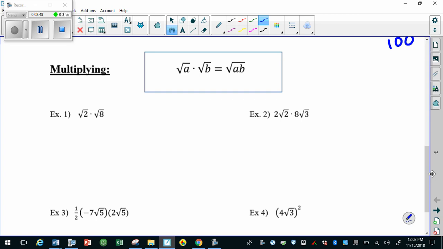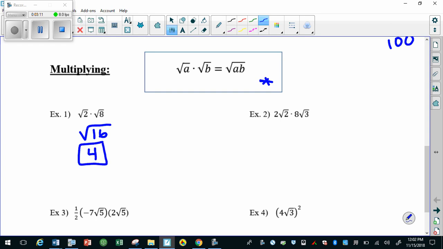Okay, so multiplying, here's the rule. Radical A times radical B equals radical A times B. In other words, you can multiply a radical times a radical. Okay, so for example 1, radical 2 times radical 8 would be radical 16. Now the only problem with that answer is that it has to be simplified. Every answer needs to be simplified. That is just simply the number 4.